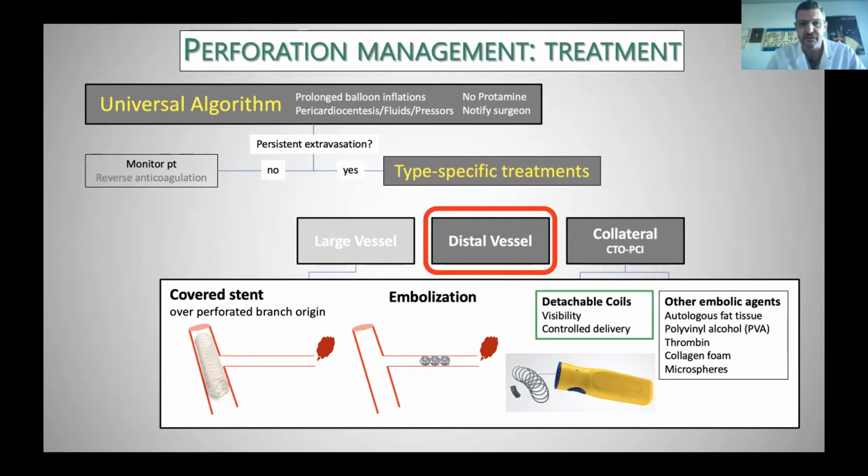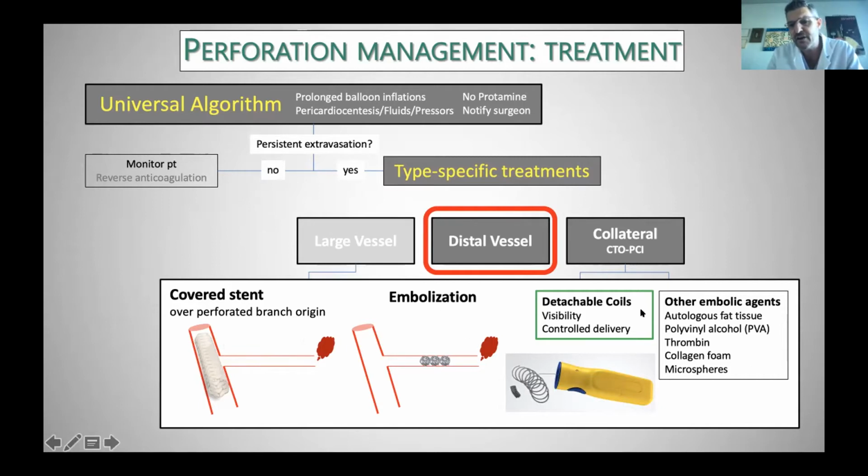Differently, in case of distal vessel perforation, of course, we have other techniques. Another technique could be represented by the liberal covered stent over the perforated branch origin, but honestly, I don't like this kind of technique because it's not really conservative. You create a big exclusion of the perforated vessel, and you can also create a periprocedural MI. So I prefer to embolize the perforated vessel.